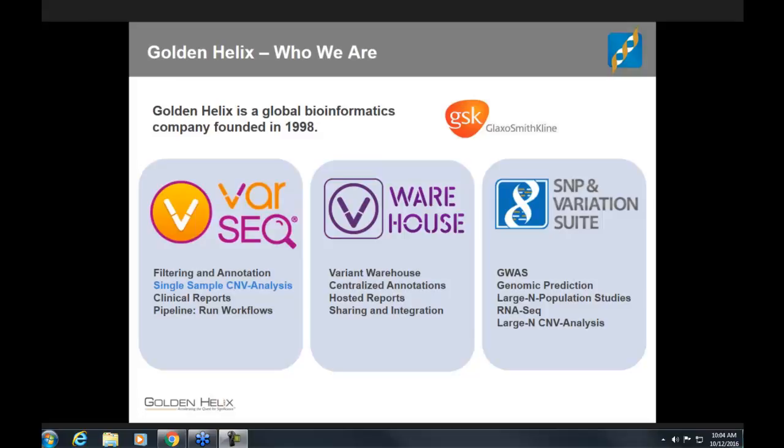And so what we're adding today to VARSeq is single sample CNV analysis. So being able to really interrogate a single sample and have high precision CNV calls that make sense, that are designed around NGS data, not microarray data.